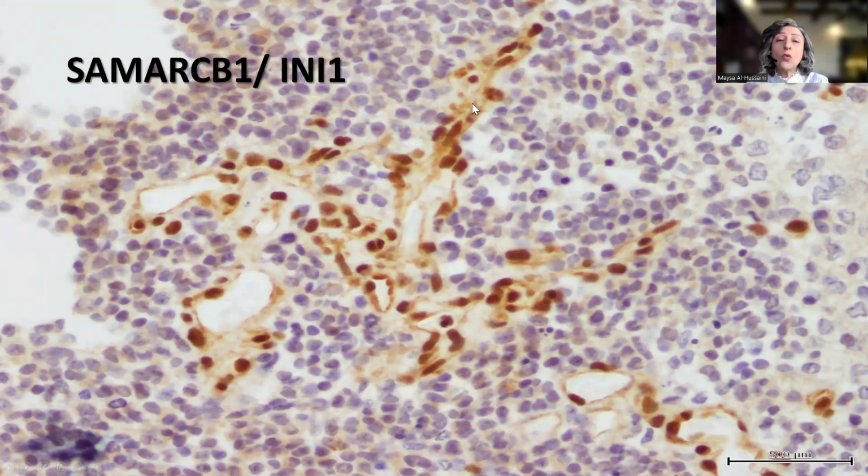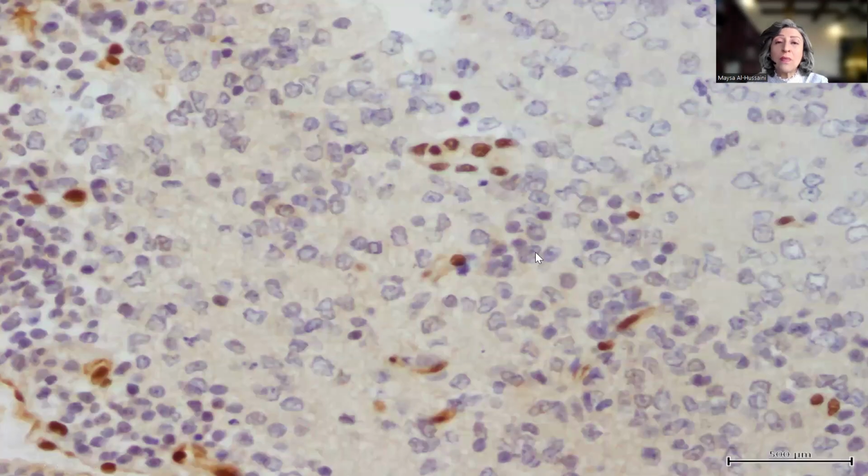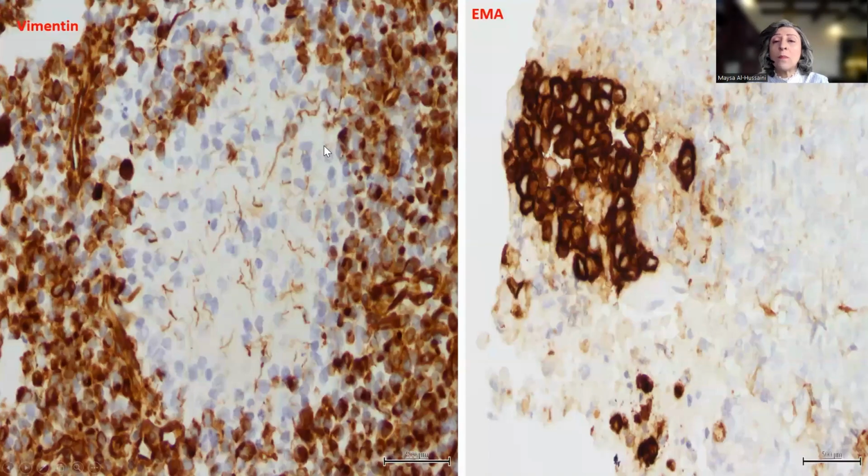We always have to ensure that our internal positive control is working properly before we interpret the negative nuclear staining in the tumor cell nuclei. This is outside the nodules, and this is on high power magnification. Within the nodule, again, the vessels serve as internal positive control, and the tumor cells, even the ones showing the better differentiation, are completely negative.